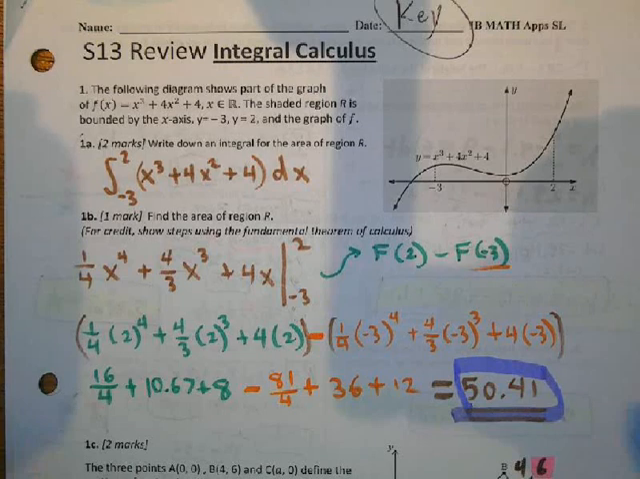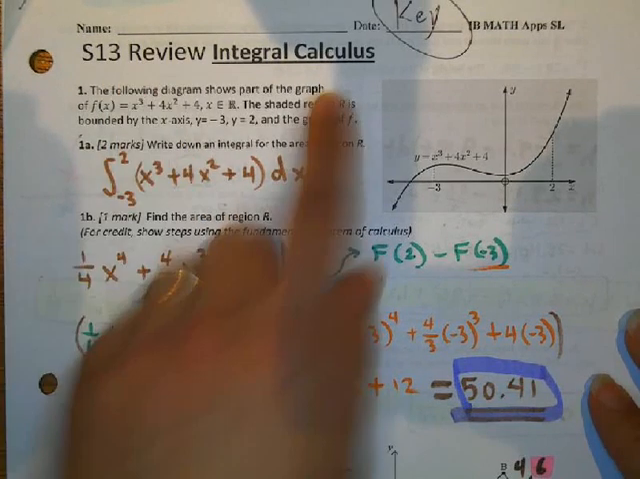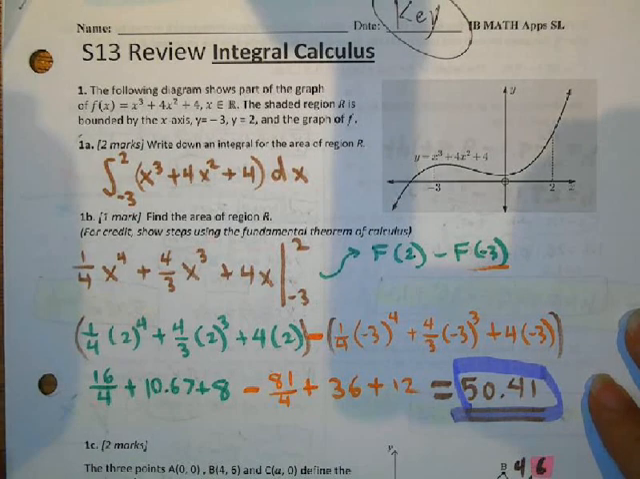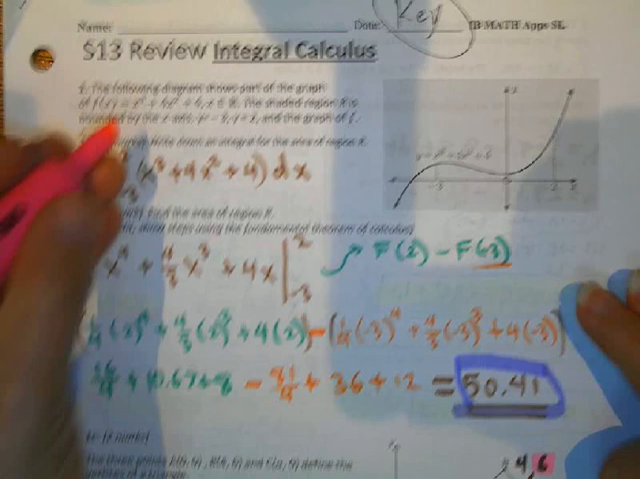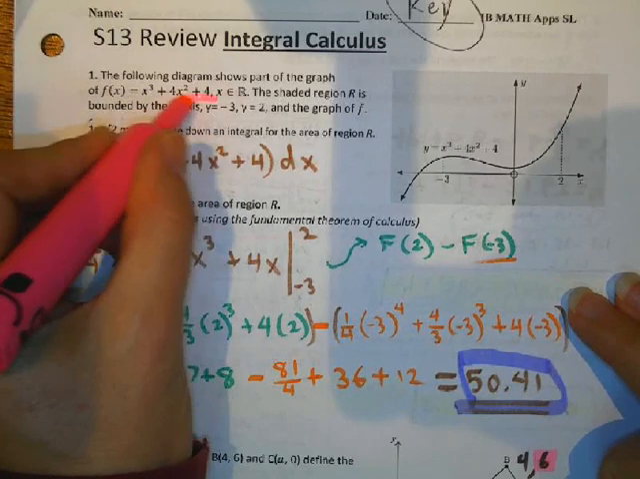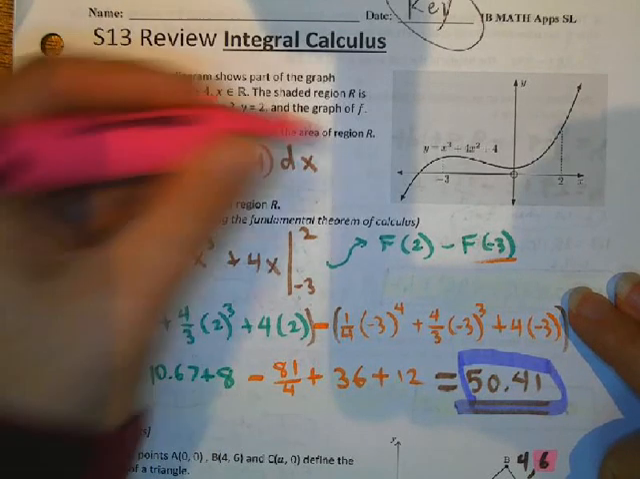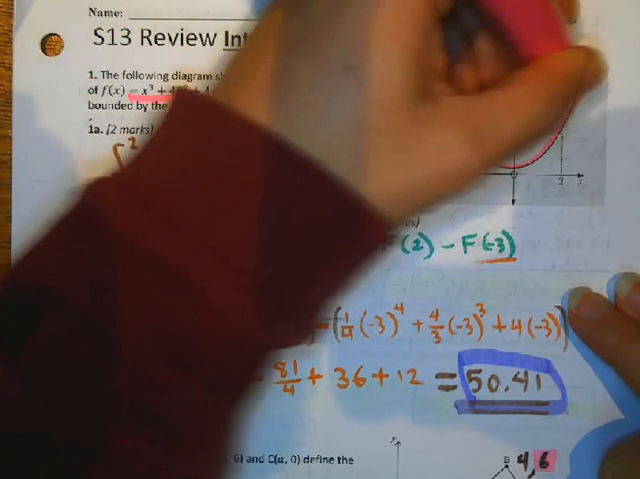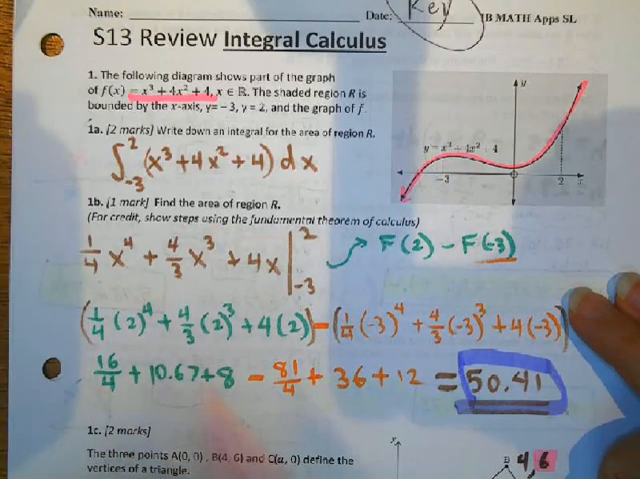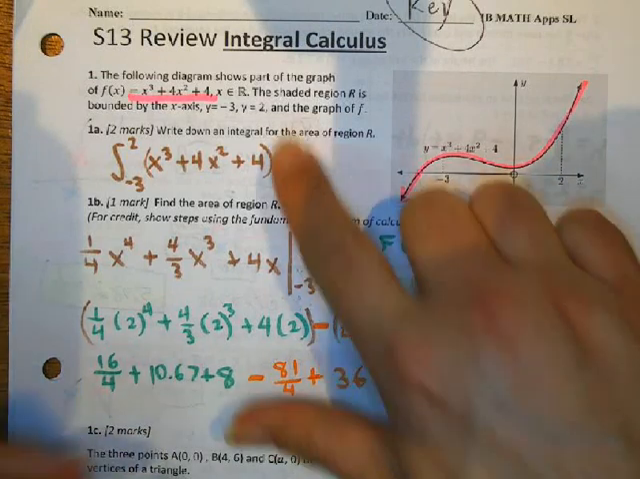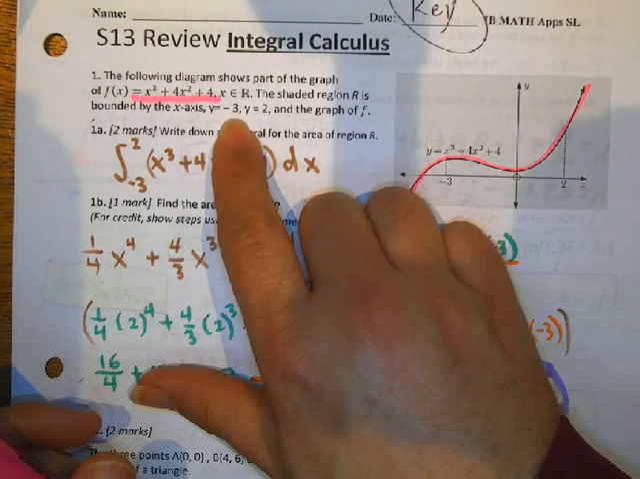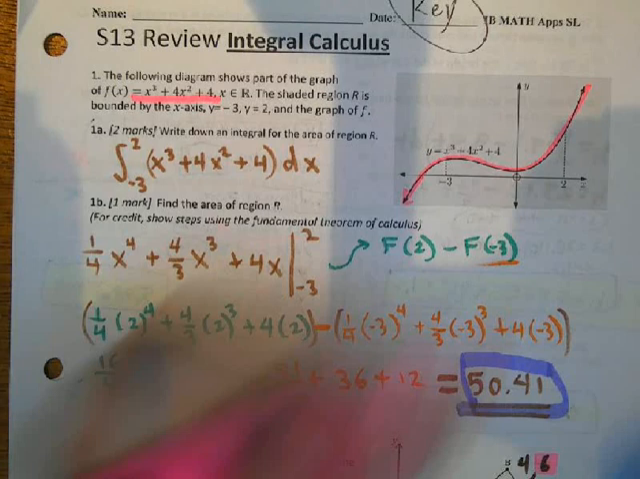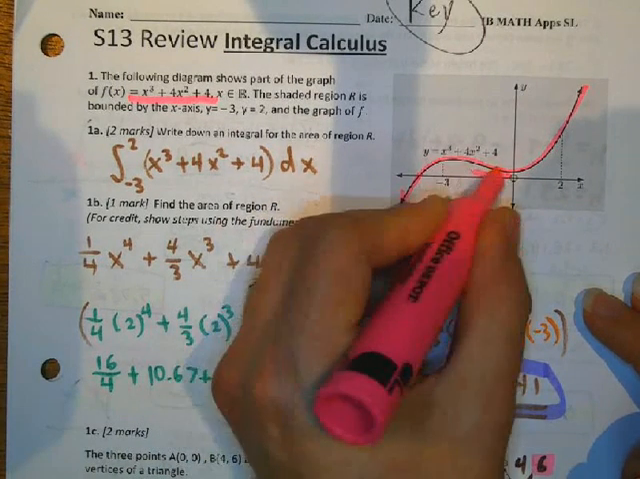Okay, we're going to do our S13 review on integral calculus. So here they give you a function, x cubed plus 4x squared plus 4. Okay, that's this function right here. And it's the shaded region bounded by -3 and +2. So we're finding this area right here.